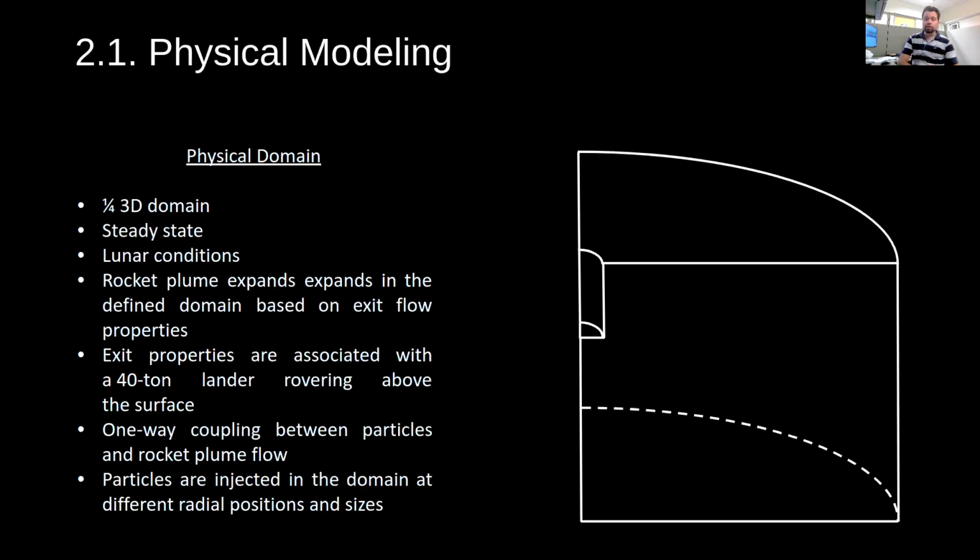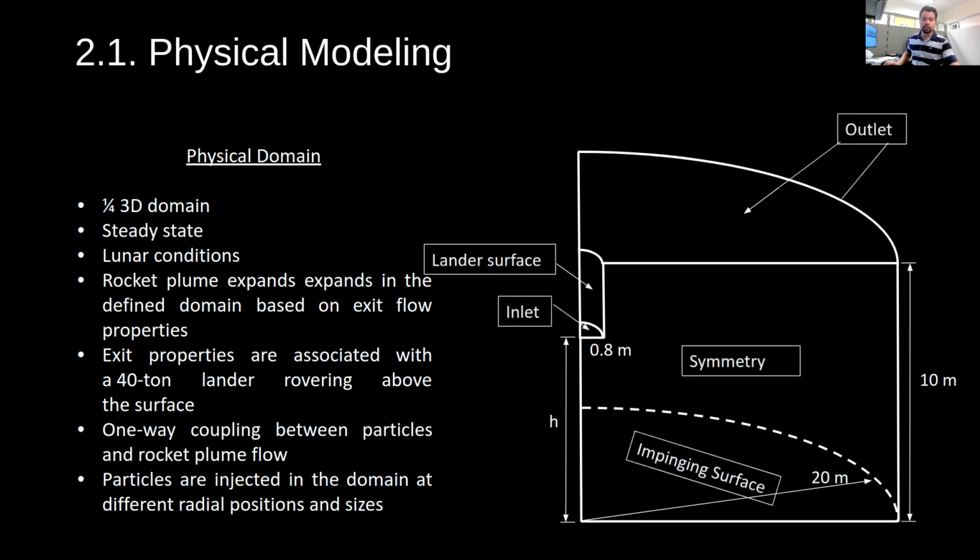The physical model consists of a quarter domain given the fluid dynamic and geometric symmetry of the problem. The flow is solved under lunar gravity and near vacuum conditions. The inlet conditions in the numerical domain are associated with the flow conditions equal to the 40-ton lander hovering in the lunar environment. The figure shows the main dimensions of the numerical domain and the boundary conditions associated with each surface.